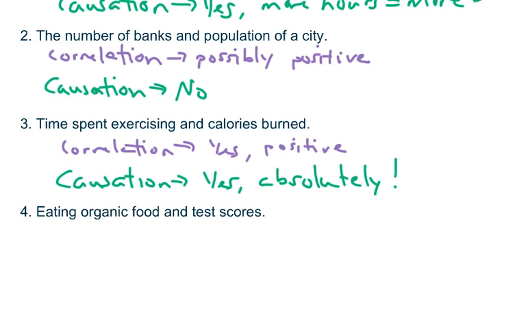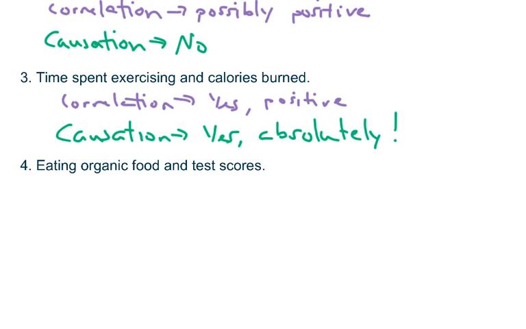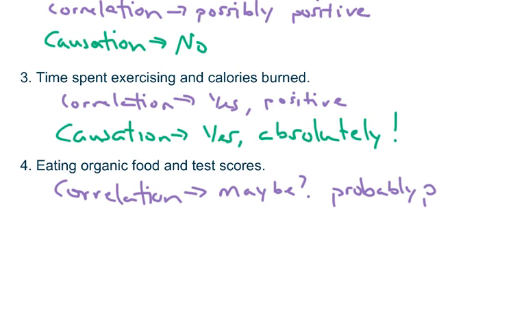And then question number 4. This one's a little tricky. Eating organic food and test scores. Is there correlation? This one would be hard to say. I'm going to say maybe. It's hard to say. We don't know. If it was, I would say it's probably positive. But I don't know that there's any way to track that.